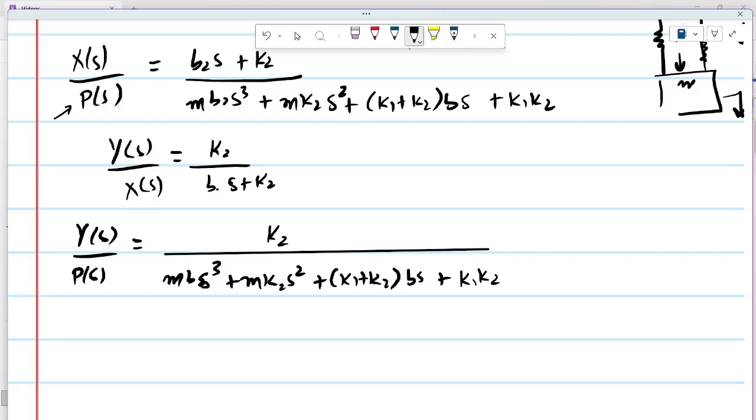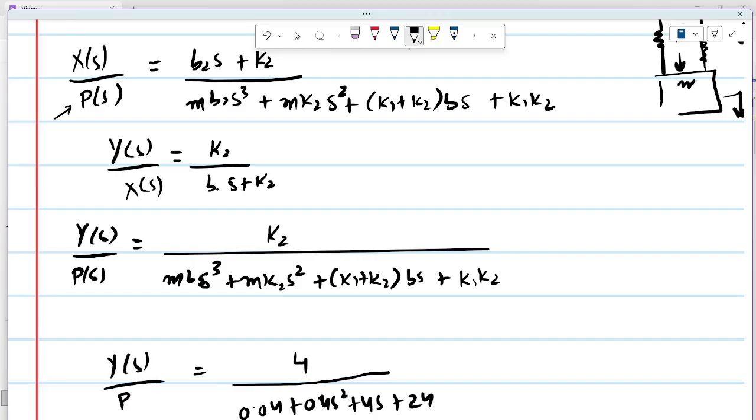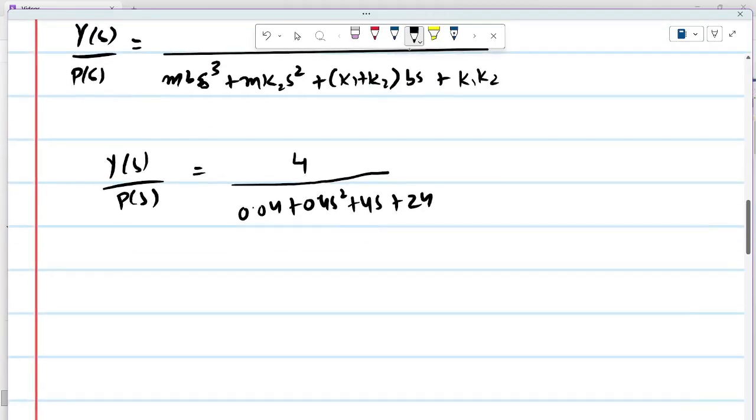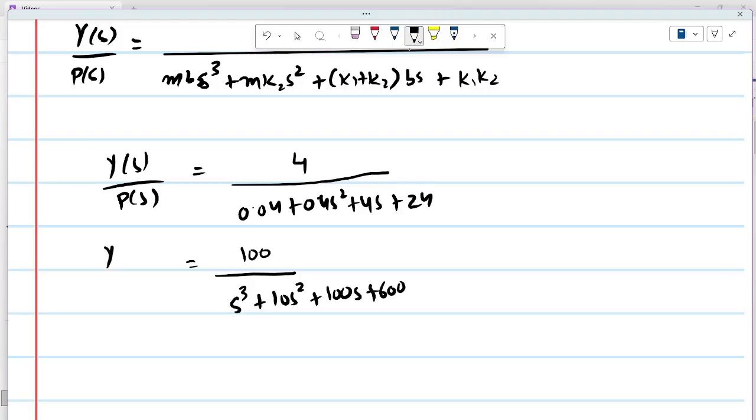So now we can solve for both of them. If we have solved for the first one, if we solve for the second one, it will become 4 divided by 0.04 plus 0.4 s square, if you substitute the same values, plus 4s plus 24. I hope you have all those values. You can always rewind and check out the values, and you can simplify it further. It will become 100 divided by s cube plus 10 s square plus 100 s plus 600, for Y of s over P of s.